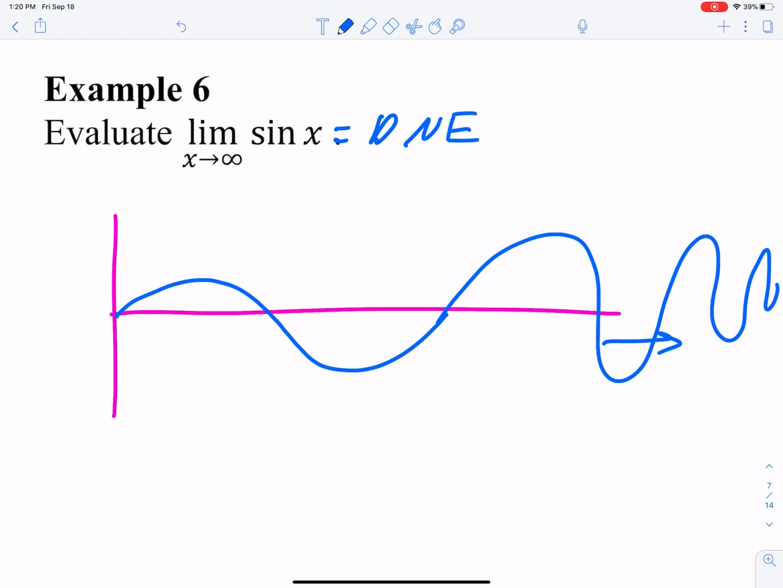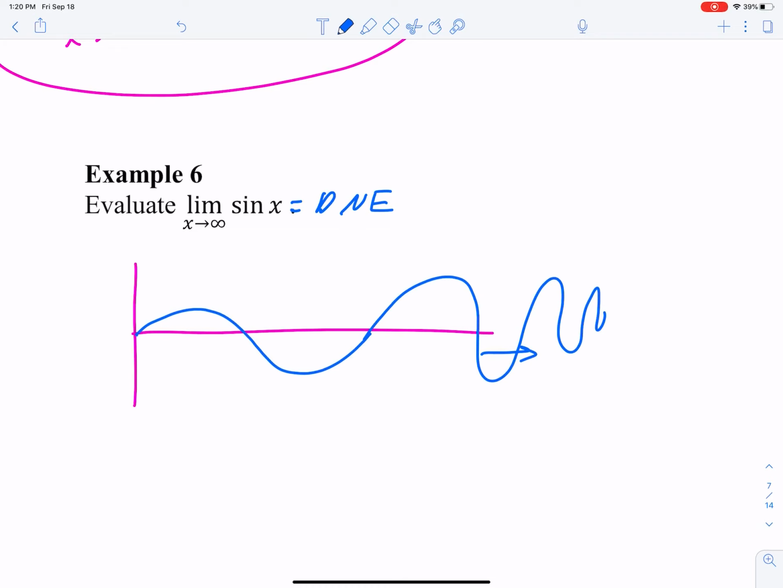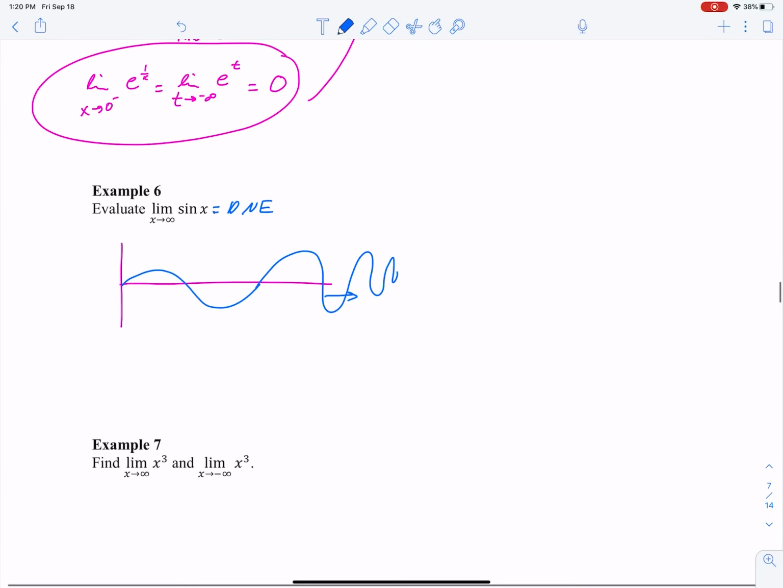DNE, does not exist, because it's going to oscillate forever. So if you see a question like this on the exam, draw a little picture. Again, it doesn't have to be to scale. And say, well, this limit does not exist because the function oscillates forever. In other words, it's never going to reach a specific value.